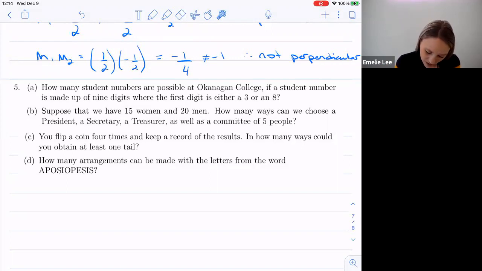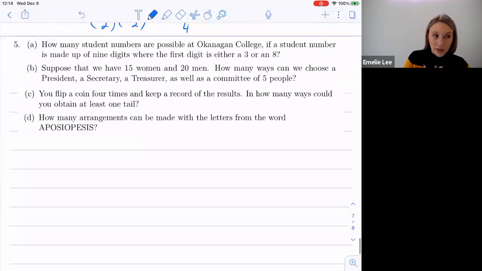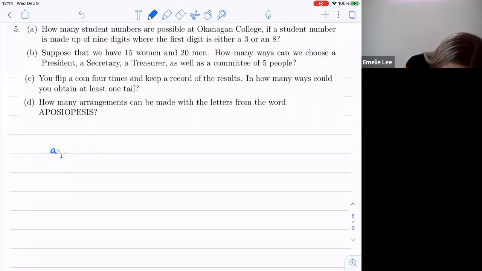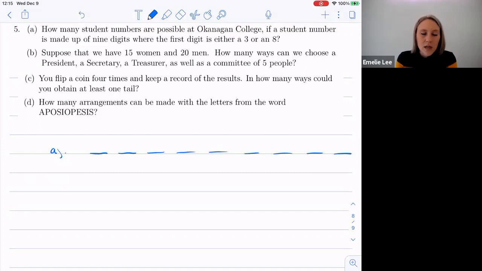So if we want 9-digit numbers, then I think the easiest way to do this, and there are a couple of ways you can do it, fancier ways probably, but how I do it is I just make 9 slots. 1, 2, 3, 4, 5, 6, 7, 8, 9. Woof, so close. Okay.